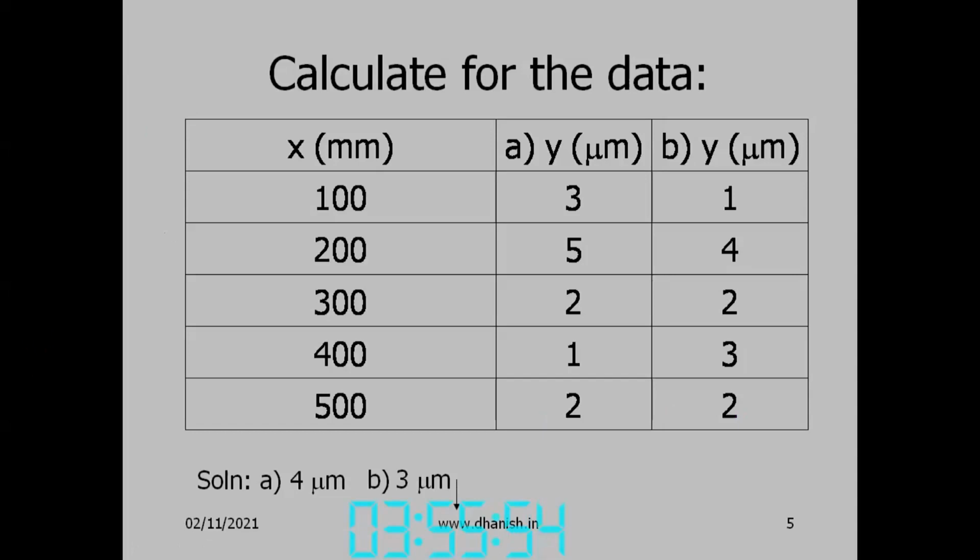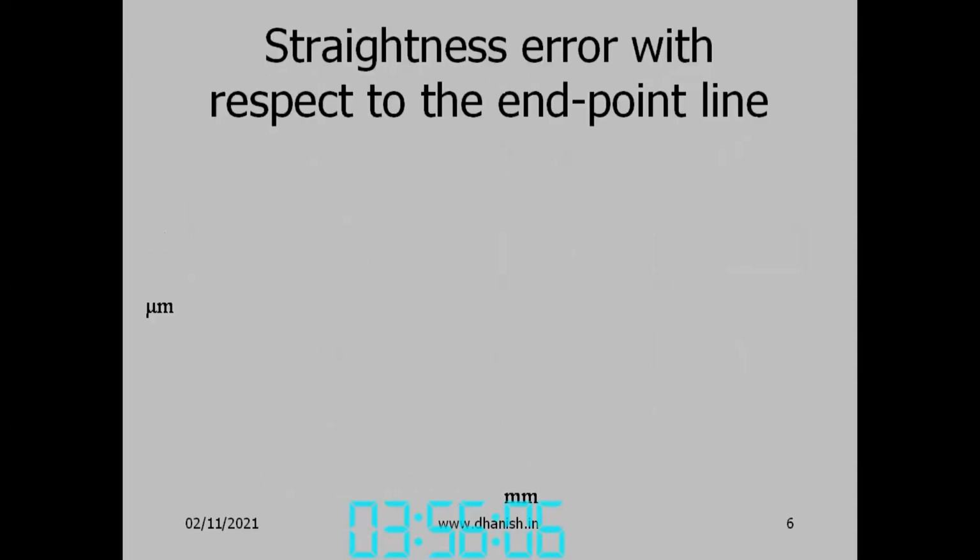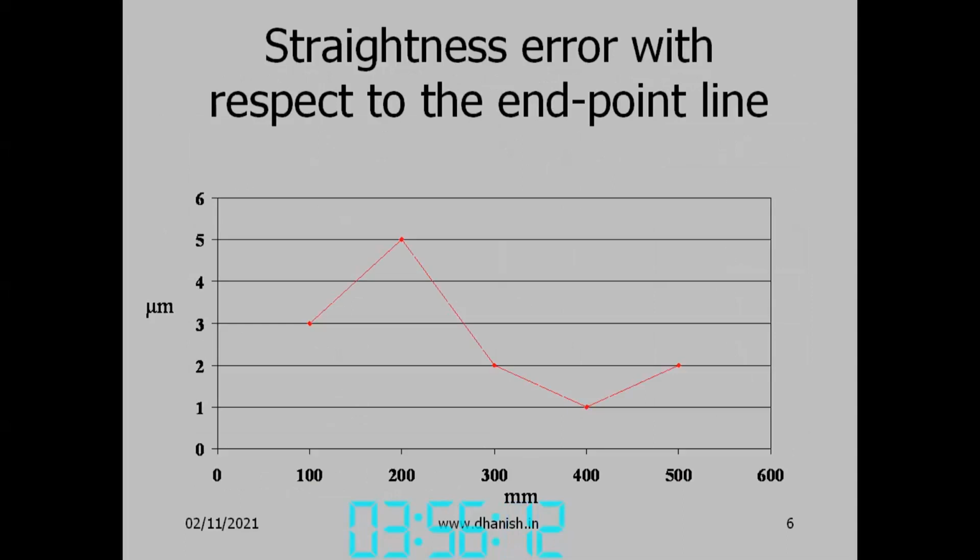But the horizontal line is not mathematically elegant. It's a very crude, very rough method, so people are not happy. Some people suggested: why don't you calculate with respect to the endpoint line, that is, the line joining the first point and last point? Once you know the data, we can determine the equation of the line joining the first point and last point. The first point is x is 100, y is 3. The last point is x is 500, y is 2.